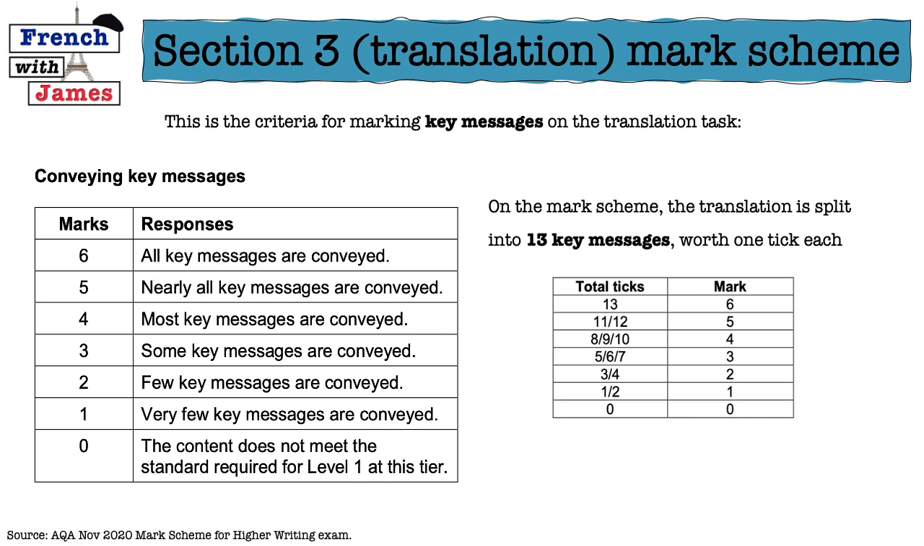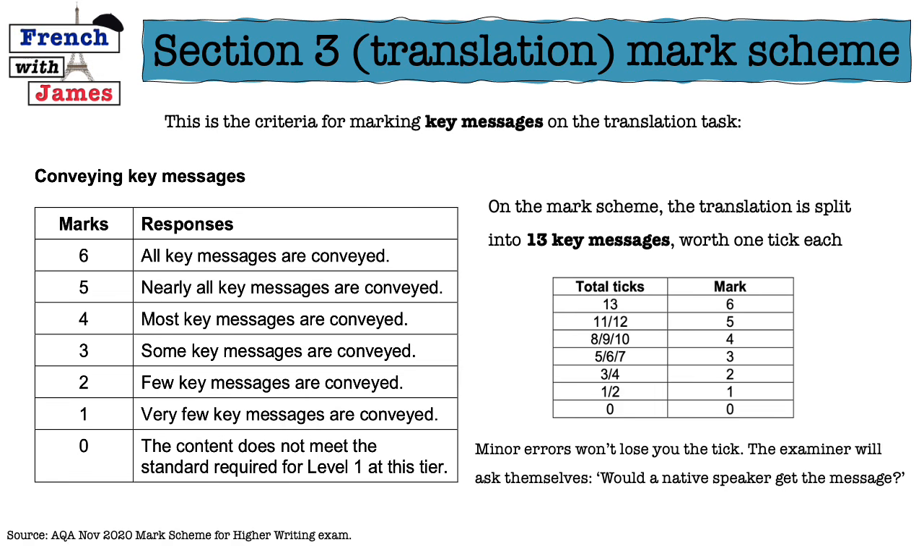6. On the mark scheme, the translation, the 50 words, will be split into 13 key messages, and each one of those is worth a tick. Now a tick doesn't necessarily mean a mark. If you look at the total ticks, they match up with different marks. So you could get 8 ticks, that would be a 4. If you got 9 ticks, it would also be a 4, 10 ticks would also be a 4, and that's where getting an extra tick can be the difference between getting a 5 or a 4 or a 3.